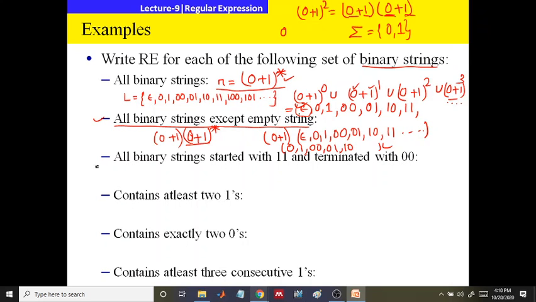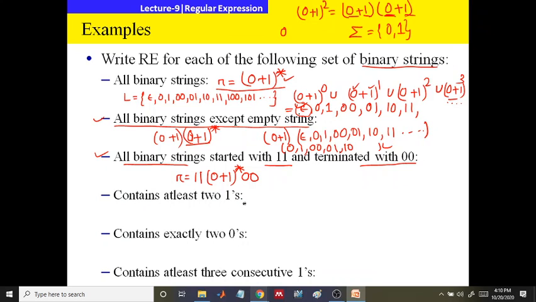Now we want to represent all binary strings starting with 11 and terminating with 00. Can anyone answer this question? All binary strings means (0+1)*, that start with 11, so I have concatenated with 11 and terminated with 00. So this is the regular expression for this one.